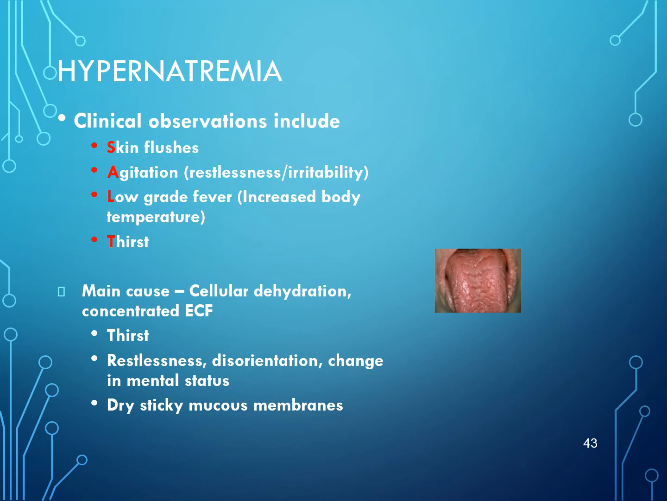Then we have restlessness, disorientation, and change in mental status as well. Think about what's happening in the cells in our brain if they're shrinking. If there's too much or too little fluid, it's not going to function properly. Then we have our dry, sticky mucous membranes. The tongue will be red, dry, and swollen, and we're going to see that cellular dehydration. The cells will shrink due to cellular dehydration, and we're going to see increased plasma osmolality above 300 osmoles.